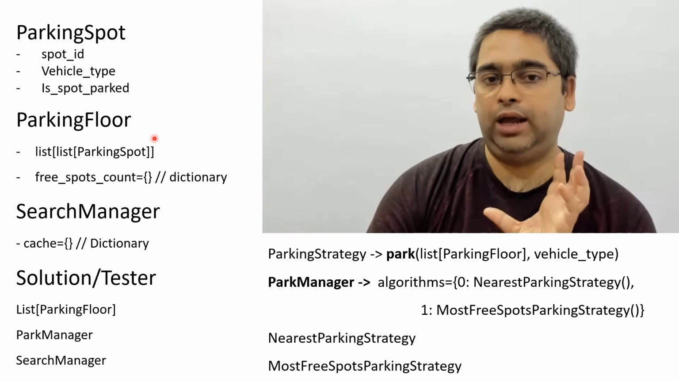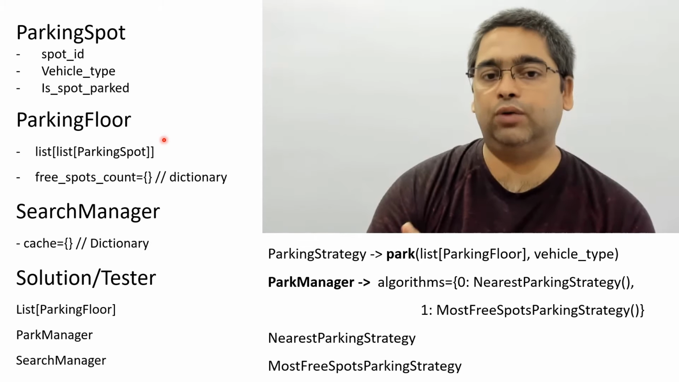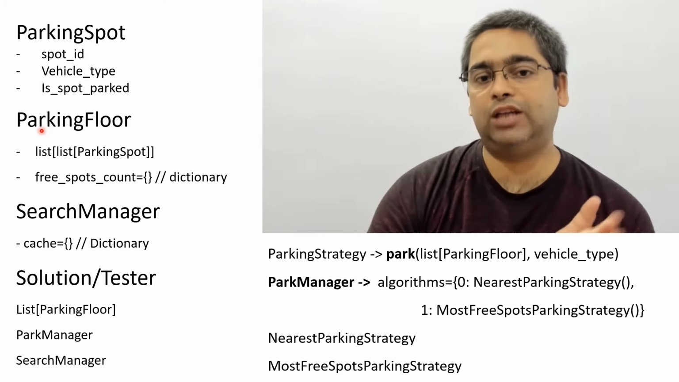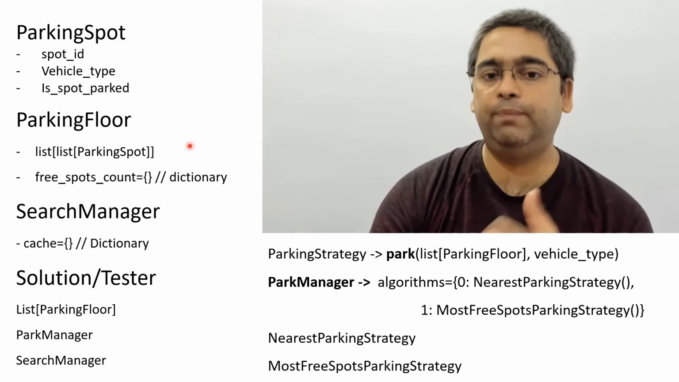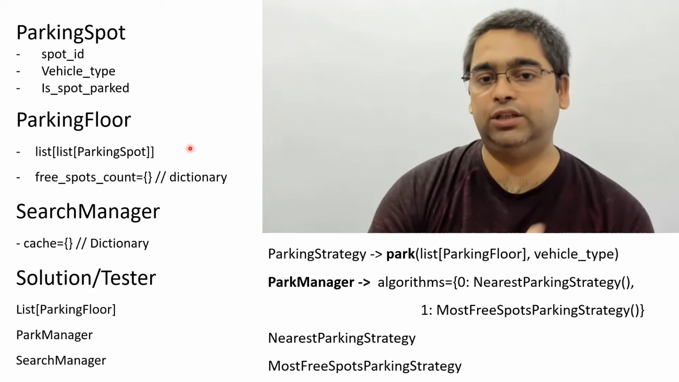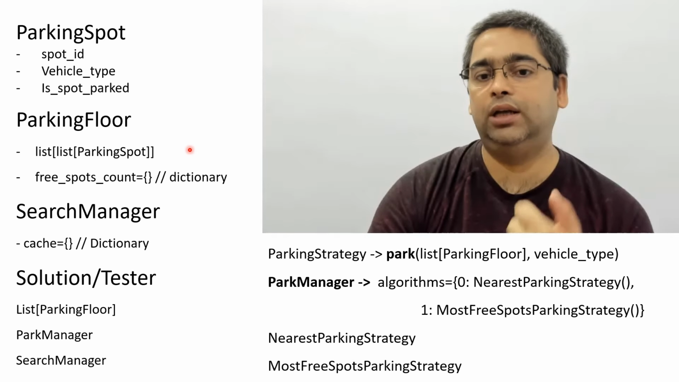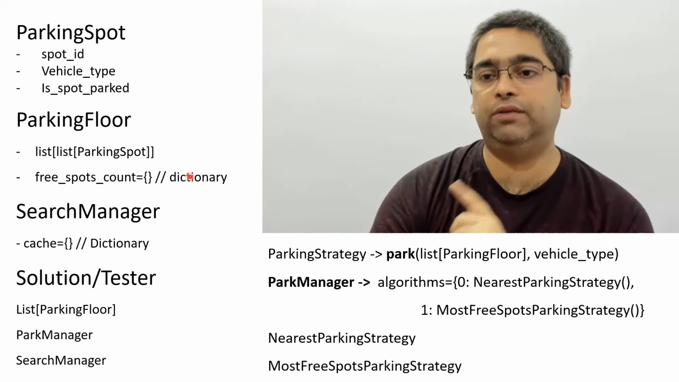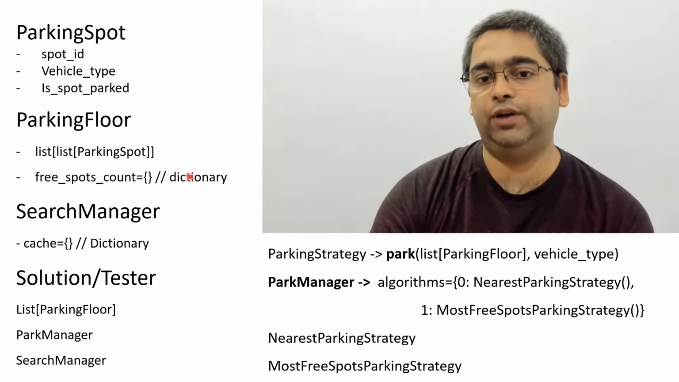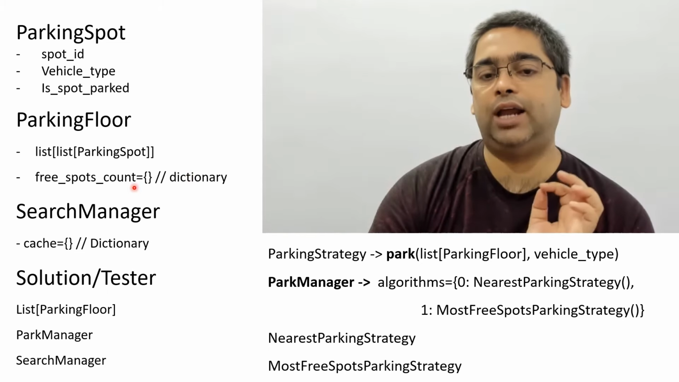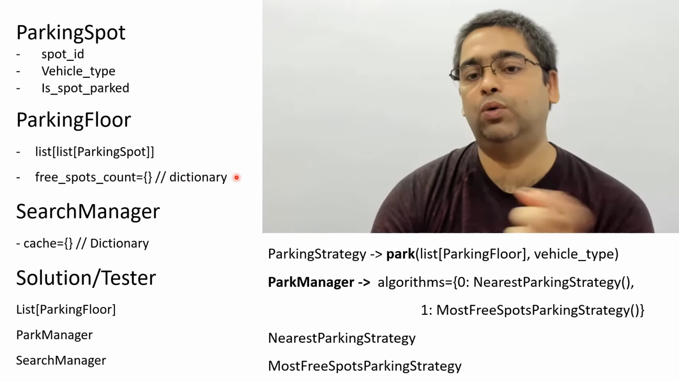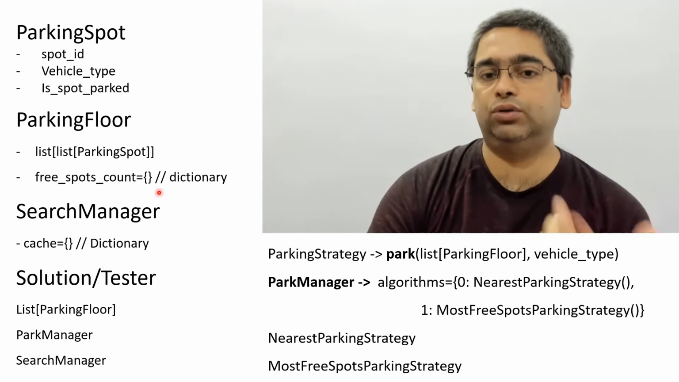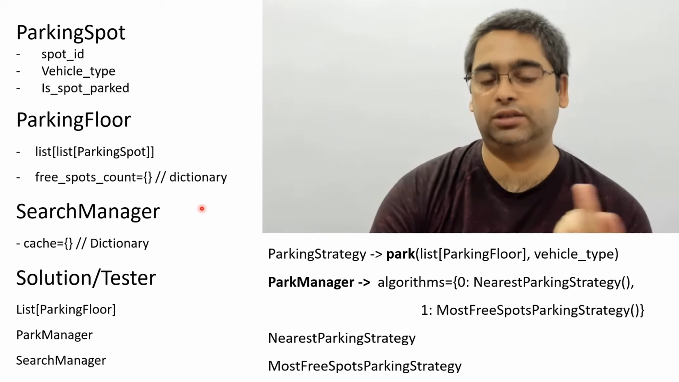Now, as we discussed, there is going to be a two-dimensional array of parking spots on each floor. So class parking floor will represent each floor. It will contain two things. One is the 2D array of parking spot objects, and second is a free spots count dictionary. Remember, we needed to implement the free spots count for each floor for each vehicle type. So rather than going through the whole 2D array each time to count, we just kept the count right here in free spots count, so that we can fetch it efficiently from a dictionary.